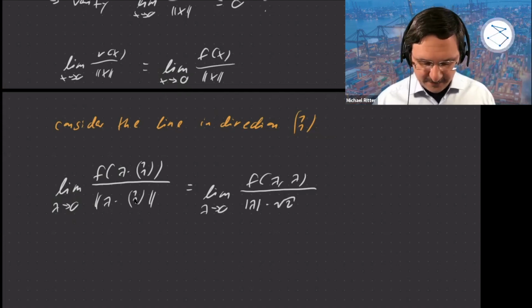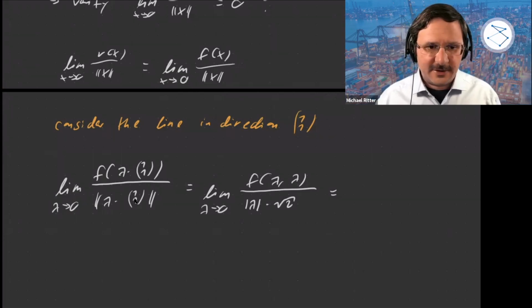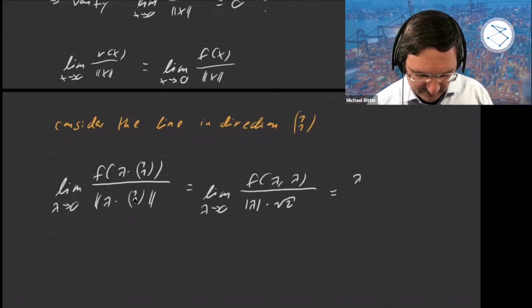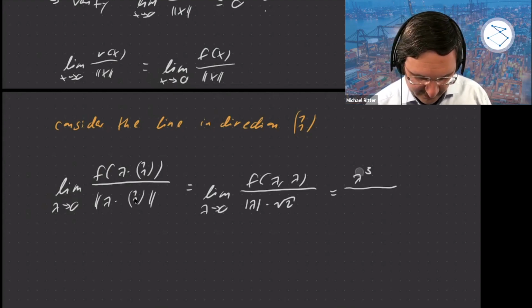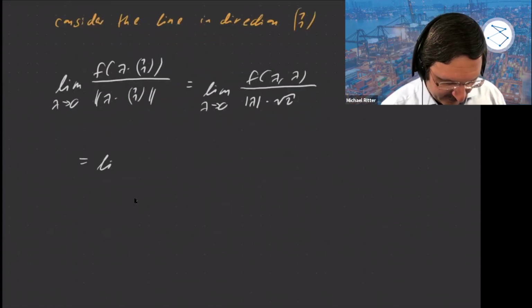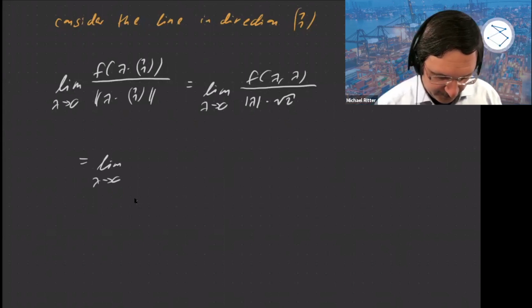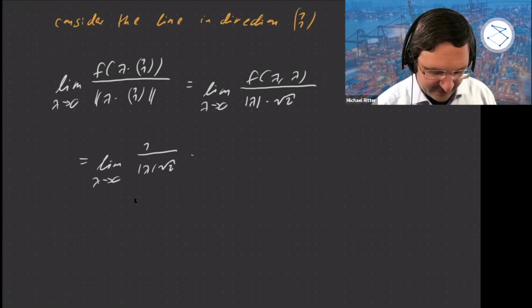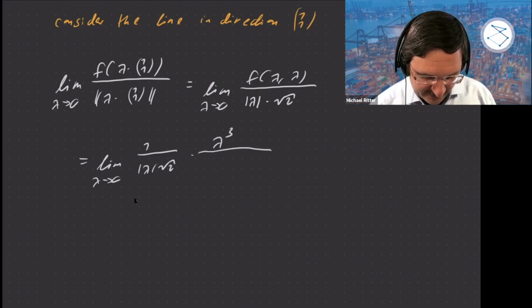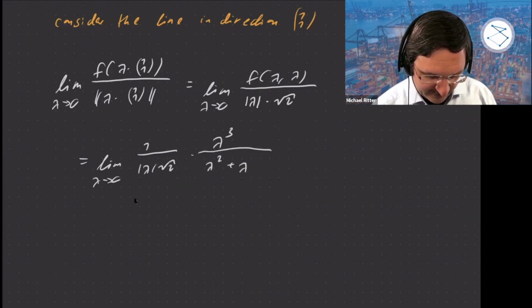Can compute that right away. And we can also compute f of lambda, lambda. That is simply lambda to the power of 3 divided by lambda squared. Oh, sorry, I forgot the limit. Let me rewrite that. So once again, that's the limit as lambda goes to 0. Let's write that denominator here first. And then we have this f of lambda, lambda. Again, that's lambda to the power of 3 divided by lambda squared plus lambda squared.